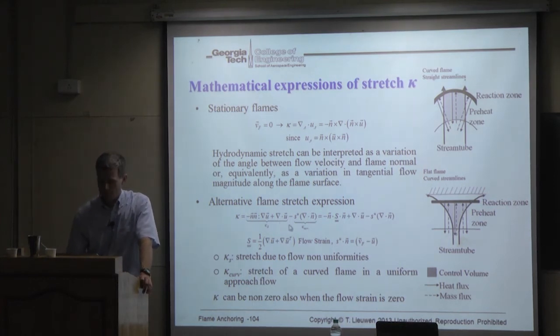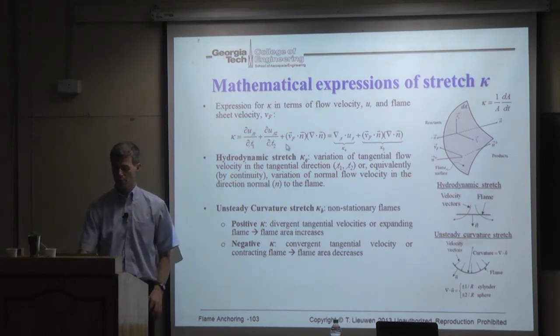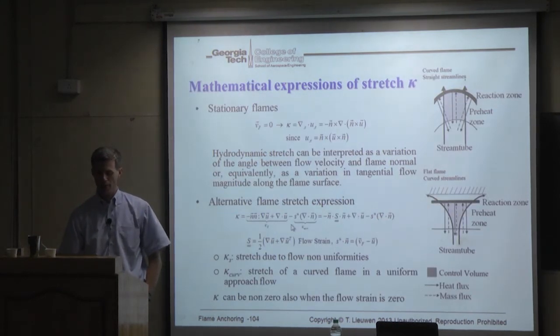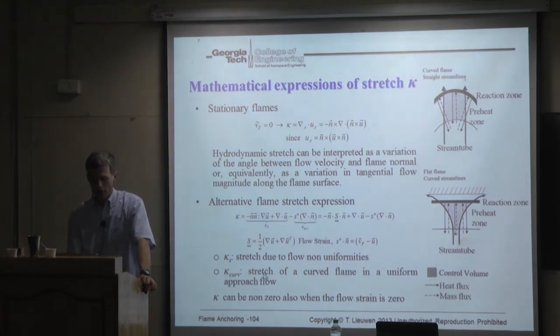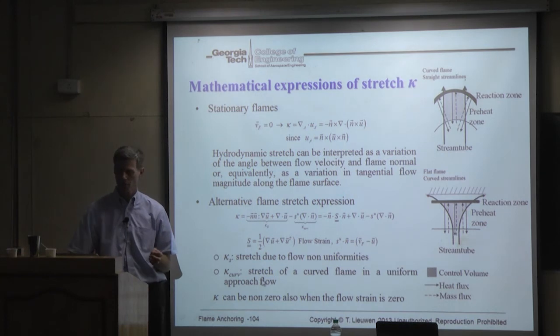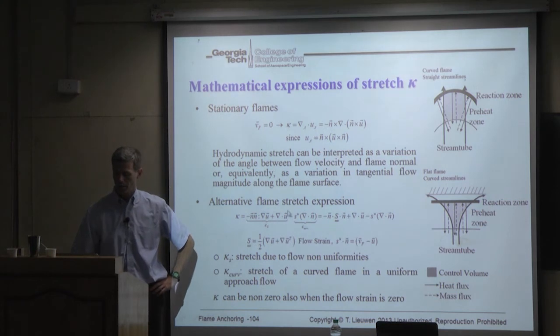The reason that I like to show them is I think this one is very intuitive for understanding what stretch is: there's this hydrodynamic component and there's this unsteady curvature component. This one I like to look at because it also shows there's this curvature component, and then there's this component due to velocity gradients. In other words, kappa S is the stretch due to flow non-uniformities, kappa curvature is the stretch of a curved flame in a uniform approach flow. So if you could somehow magically create a flow with no velocity gradients, this would be that curvature piece.